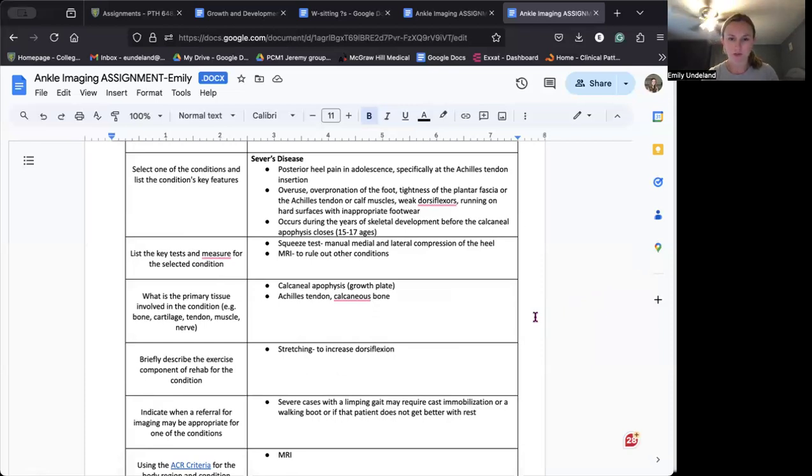So some key tests and measures for this disease is the squeeze test. It's a little bit different than the squeeze test that is testing for like Achilles tendon rupture. It's manual compression on the medial and the lateral malleoli of the heel, and then just squeezing your hands together in a compression type of way that will typically cause pain or the reproduction of symptoms. MRI is used best to rule out other conditions at the heel, like if there was any ankle sprain that is for some reason causing heel pain.